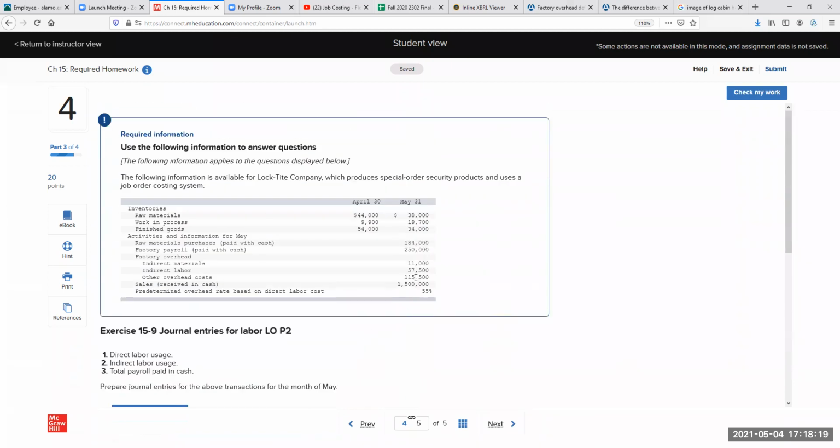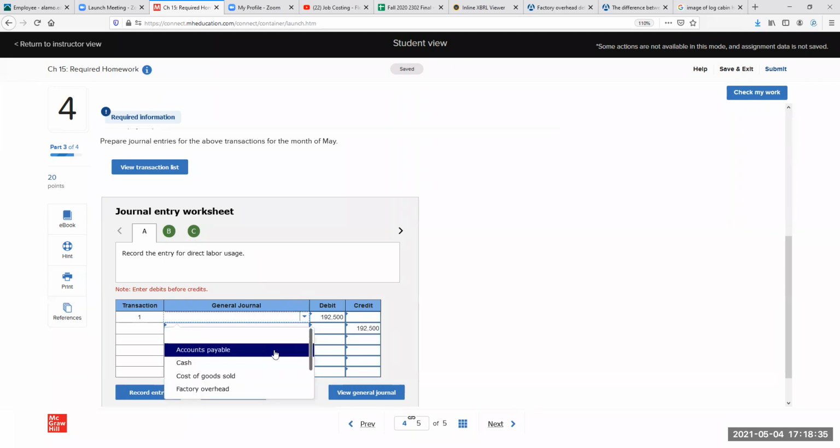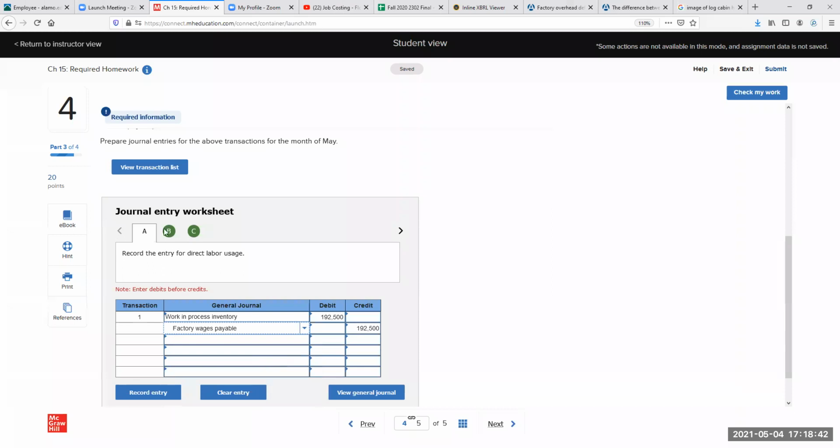Okay. And again, 250 minus 57.5 is the 192. So this one here is 192, the direct labor. So what do we call it? Where does direct labor go? Direct labor goes to work in process. And when you set it up, it's wages payable. And then how about here? The indirect labor goes to, so that again is wages payable. But where does it go here? The indirect labor, factory overhead.